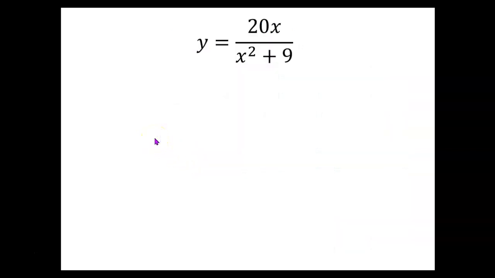How about y equals 20x over x squared plus 9? Vertical asymptote? Well, that would be where x squared plus 9 is equal to 0. But that would mean that x squared would equal -9. So x would equal the positive or negative square root of -9. But that's imaginary. That's 3i.